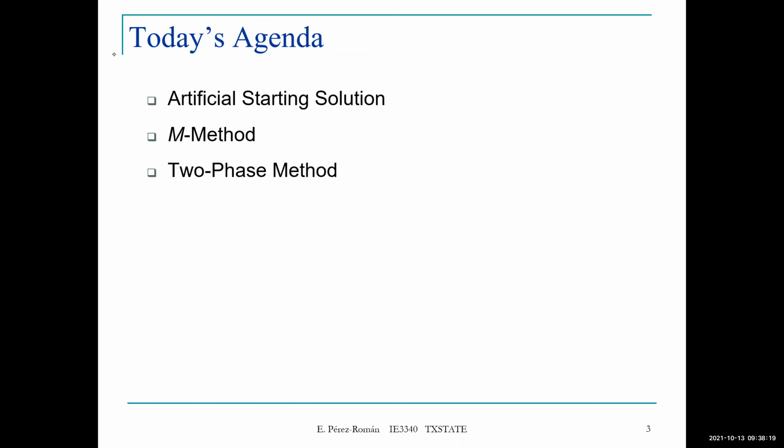So the agenda is to discuss what is called an artificial starting solution. And then we have two strategies to use that artificial solution to find an initial solution for our problem. Those two strategies are the M method and the two-phase method. Today we're going to focus on the M method, with an exercise where you're going to practice solving a problem using the M method. In our next lecture, we're going to study the two-phase method, and we're also going to go through a practice problem for that.